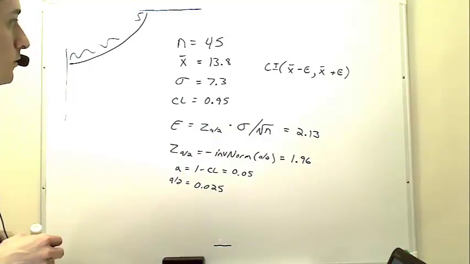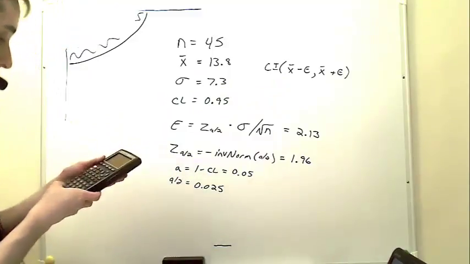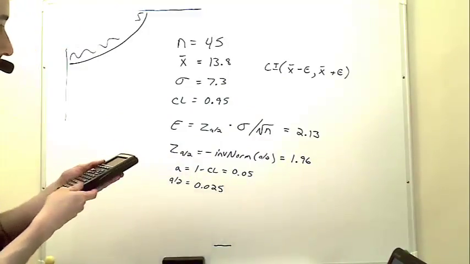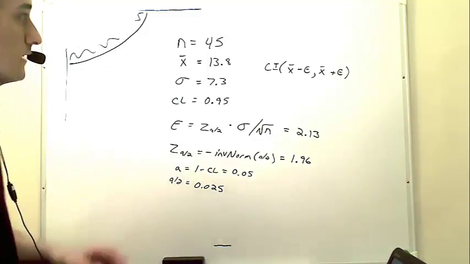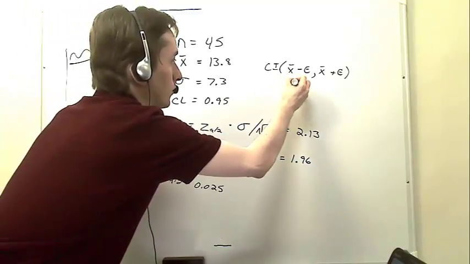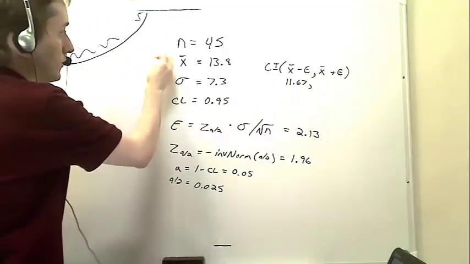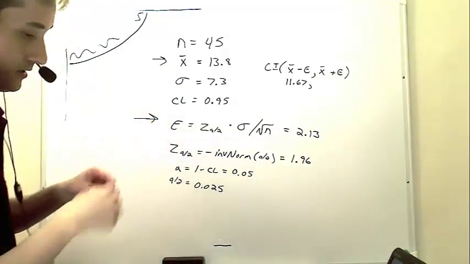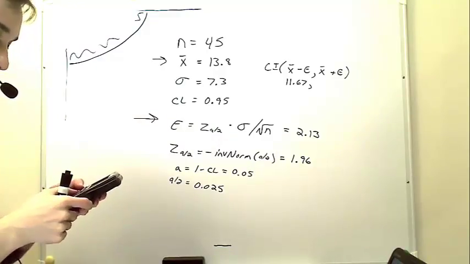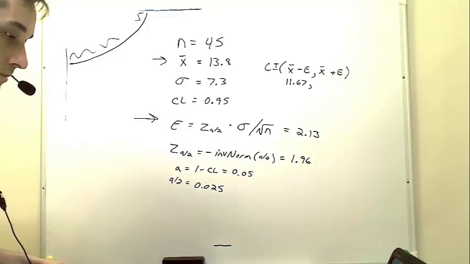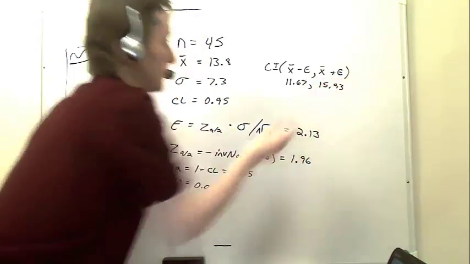So now we need to take x bar and subtract that. 13.8 subtract 2.13 equals 11.67. See, we're using that and that. Then we're going to take 13.8 and add 2.13. 15.93. Okie doke.